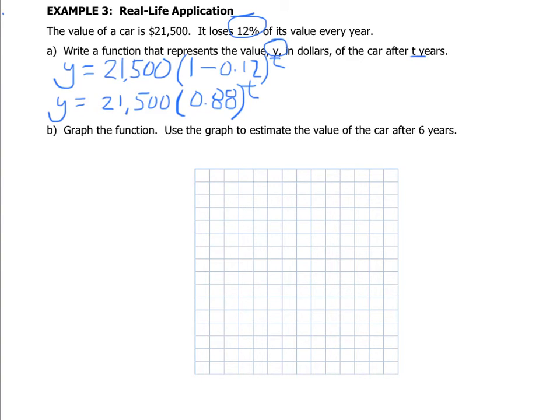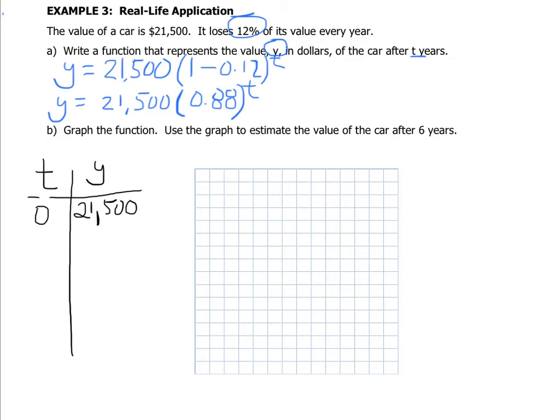So I'm going to come over here and draw my line, and we're going to put in some points. Our x's are really our t's, and the y's, remember, are representing the value. So when I plug in a 0, remember our 0 exponent basically means that 0.88 becomes a 1. So at 0 time, meaning we haven't taken it anywhere and it's still sitting there, it is worth 21,500.